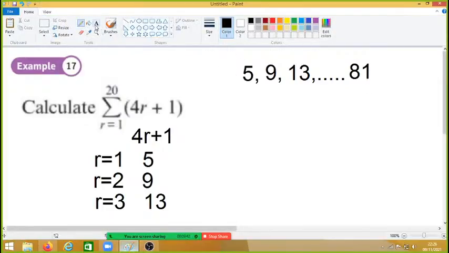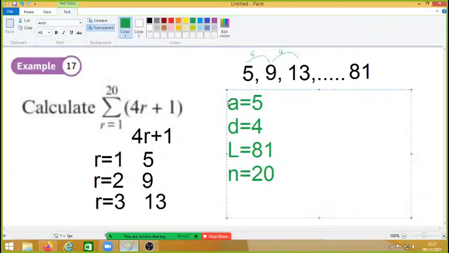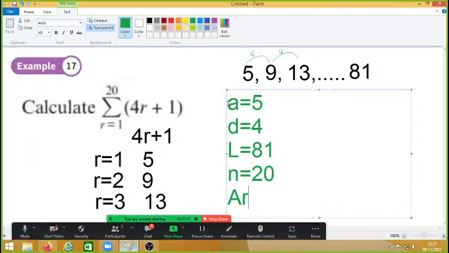And we ask ourselves, is it a geometric sequence? Is it an arithmetic sequence? What kind of sequence is it? So we can pull out the right formula. The difference is 4 each time. So we can label this as a is 5, d is 4, l is 81. We know there's 20 terms, and it's an arithmetic sequence because of the common difference of 4. So now we just need the formula for the sum. Can you remember the formula for the sum?